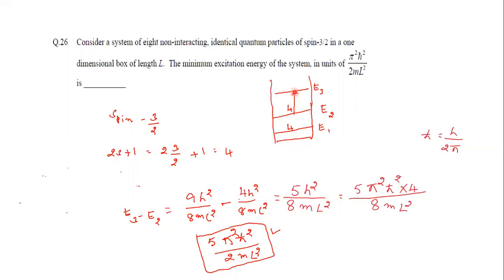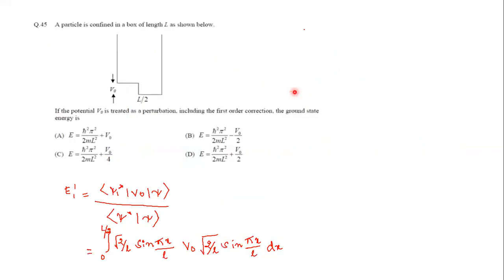Minimum excitation energy of the system. In this problem, a particle is confined in a box of length L, as shown here. The length of the box is 0 to L, and this is the point at which x is equal to L by 2. If the potential V naught is treated as a perturbation, with magnitude V naught, including the first order correction, the ground state energy is.